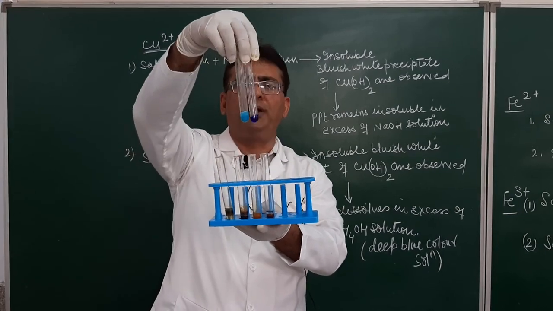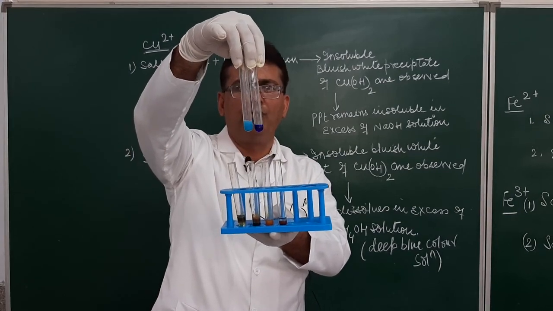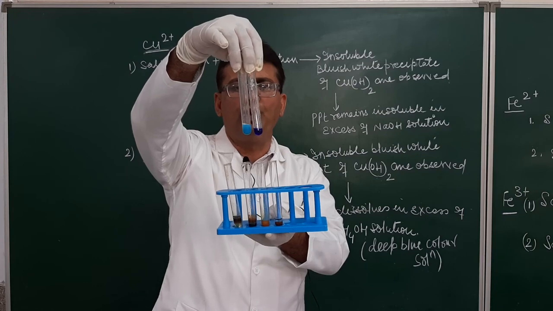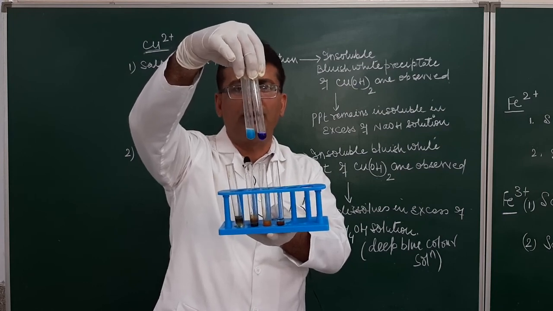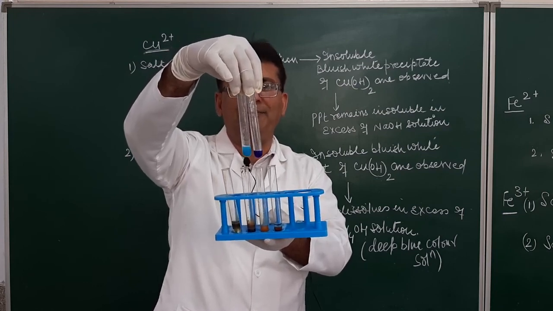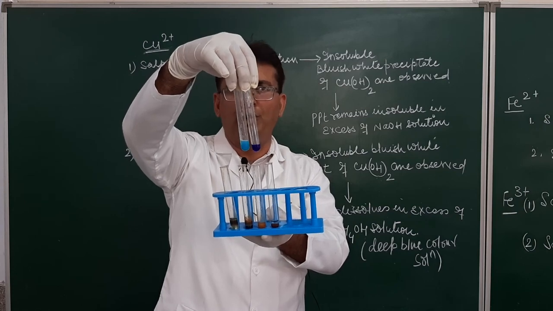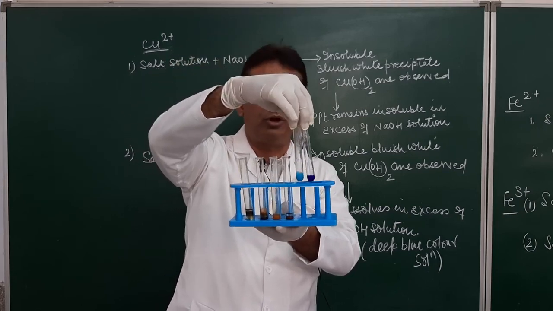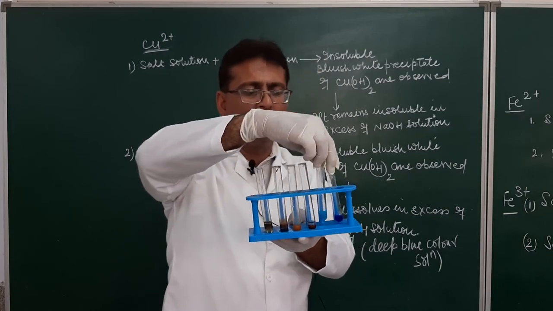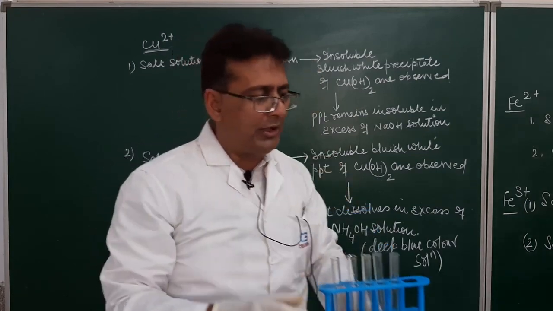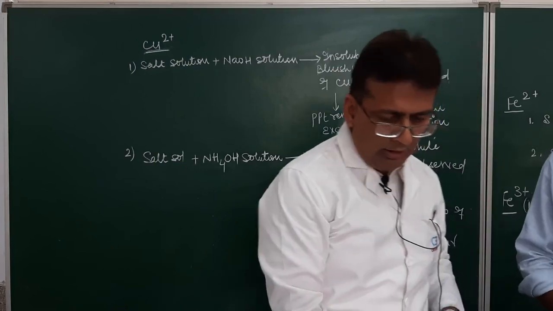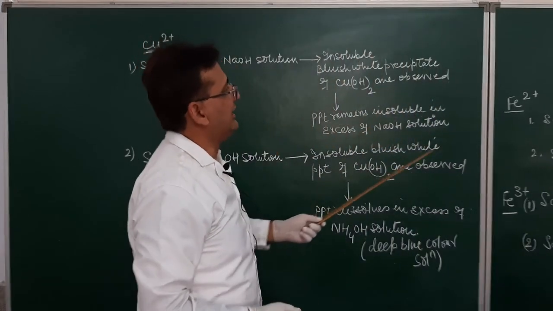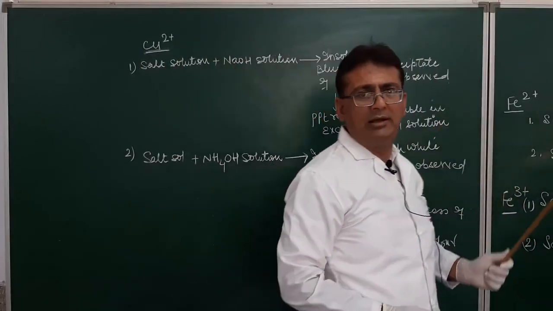In cupric ion, just see the difference in the color. With sodium hydroxide, a bluish white precipitate is observed. With ammonium hydroxide, the precipitate is bluish white, but it gets soluble with deep blue coloration due to the formation of tetraamine copper ion over here. So I think all this must be very, very clear.